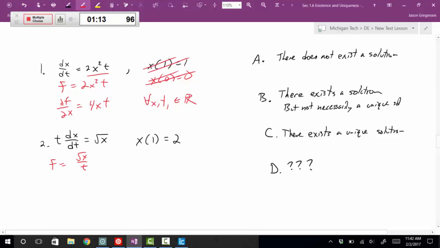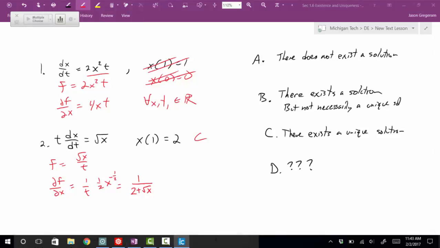So that would be C. So far, not C yet. So far, I know that there does exist a solution. Now I check the partial of F with respect to X. I get 1 over T still, and then I get 1/2 X to the negative 1/2. So I can simplify that as 1 over 2T root X. Is that okay when I plug in 1, 2? It is. That one is also fine, so this one would be C.